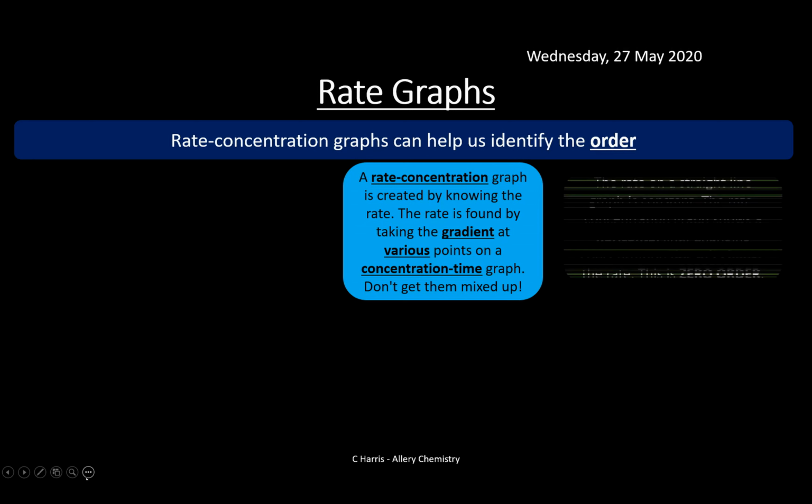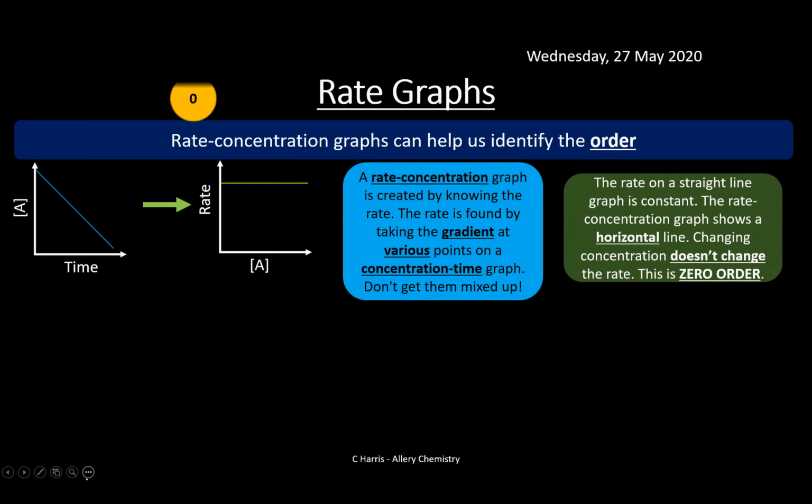Okay, so let's have a look at the first example here. We're going to compare the two side by side. You can see the concentration is decreasing equally against time. So this is what you would plot directly from experiment. Now, if we take the rate at each of these points, the rate is going to be constant. The rate's not changing here because it's a straight line. So we get a rate concentration graph that is a straight line, and that means it's zero order. Change in the concentration of this has no impact on rate.